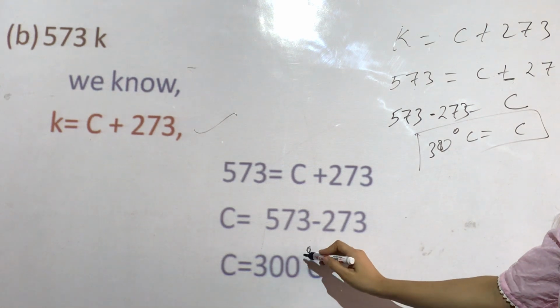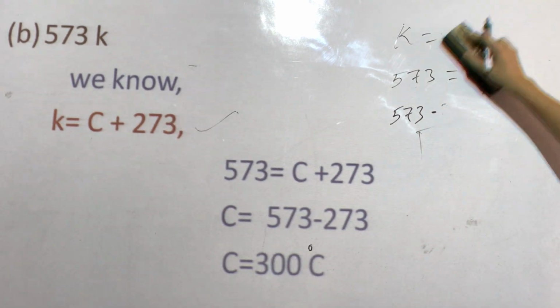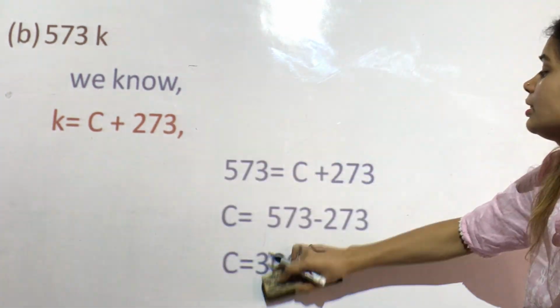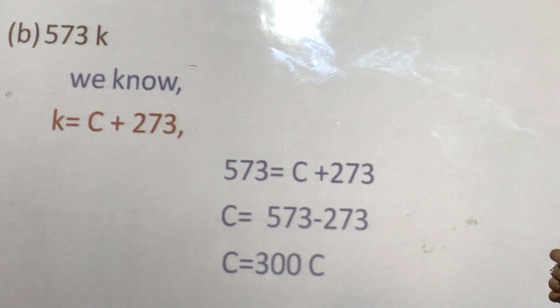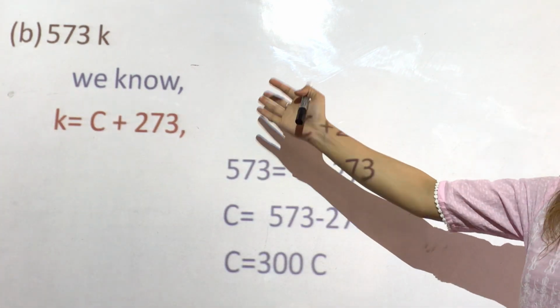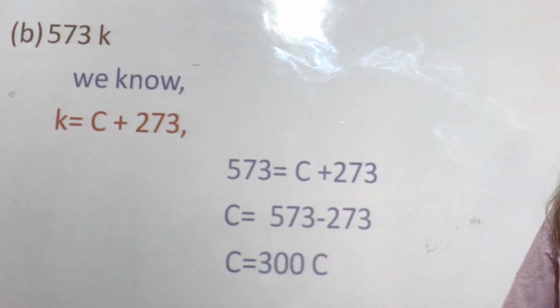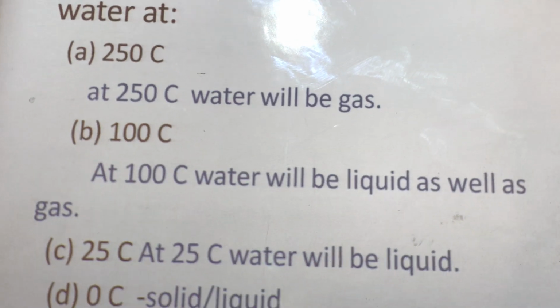So 300 degrees Celsius. Clear? This is a very important question. You should learn this equation, K is equal to C plus 273. By this you can convert degrees Celsius into the Kelvin scale and Kelvin into degrees Celsius. Alright? Let's move to the next question.